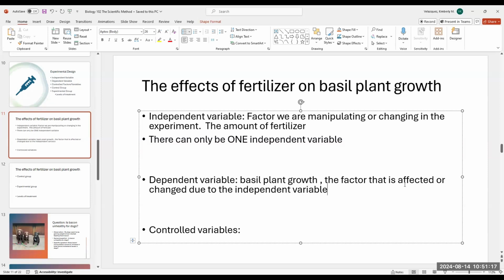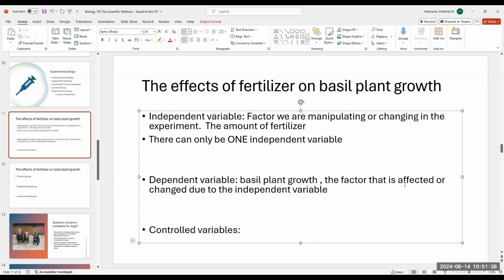So the independent variable is the amount of fertilizer. We're saying the amount of fertilizer applied is going to affect basil plant growth. In other words, basil plant growth is dependent upon the amount of fertilizer. The more and more examples of this you see, the more that will make sense to you.